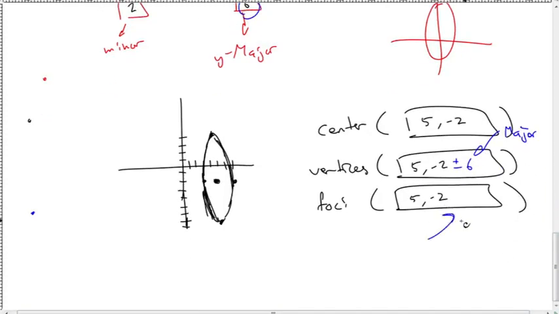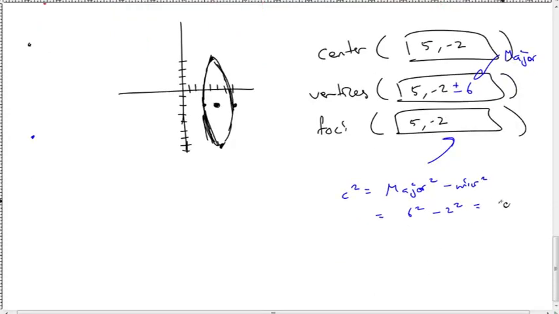Your foci is going to be plus or minus C, and C squared is equal to major squared minus the minor squared. Well, I have both of those. That would be my 6 squared minus the 2 squared. So 36 minus 4 is 32. You square root both sides, etc. C is equal to the square root of 32. So that's what I'm going to put here, plus or minus the square root of 32. Okay, awesome. And that's it. You're done with that problem.